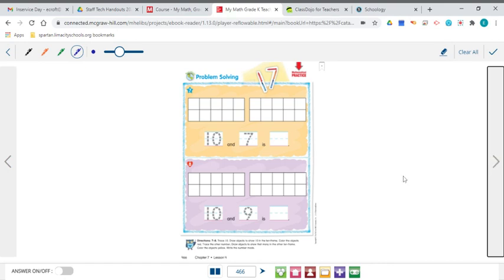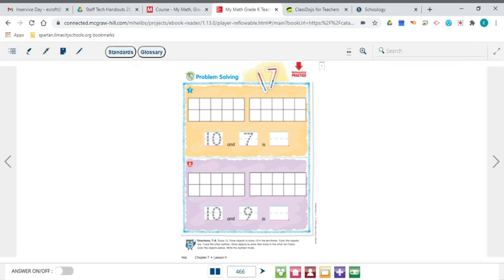Looking here at page 466. This time we have to construct the 10 frames. We have to make the 10 frames. So it's telling us right now that they want us to have one that is completely full because we have a 10 right here. So, oops, where did my pen go? It disappeared. Since we have a 10 right here, we need to make sure we have a full 10 frame. So let's do that right now. 1, 2, 3, 4, 5, 6, 7, 8, 9, and 10.